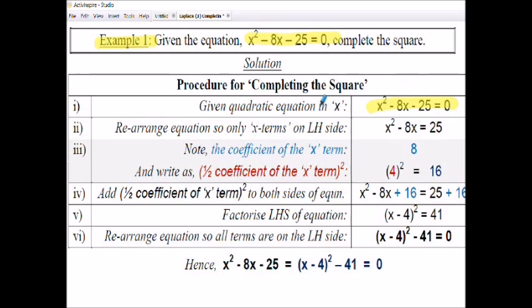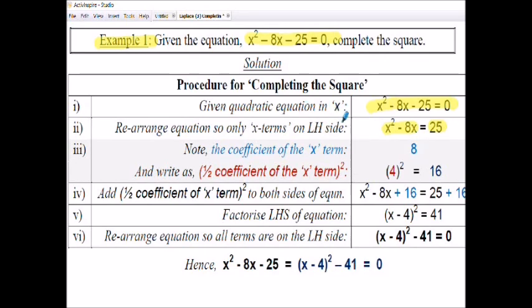So step 2 says we need to move the constant, the c term if you like, to the right hand side. So I get 25 on the right hand side. I'm adding, if you like, 25 to both sides of the equation. That leaves me with all the x terms on the left hand side. So x squared minus 8x.